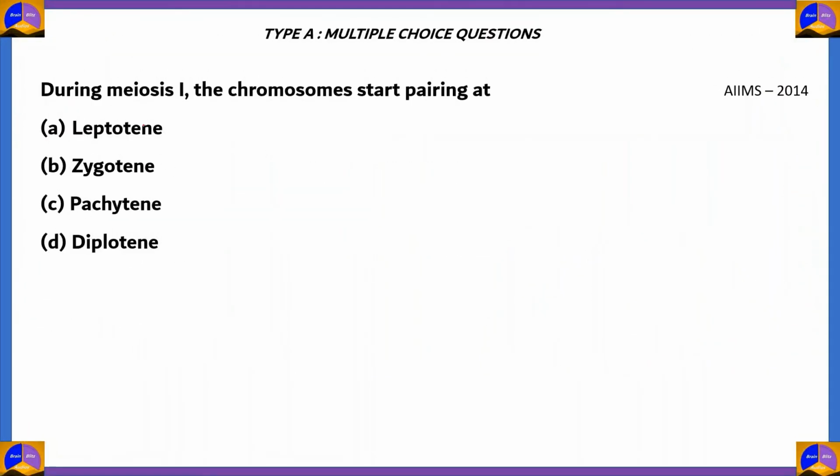Next question. During meiosis 1, the chromosomes start pairing at A, leptotene, B, zygotene, C, pachytene, D, diplotene. Pairing of chromosomes occur in bivalents or tetrads. So when we look at our options, in option A, leptotene, it contains the condensation of chromatin material into chromosomes. So option A is incorrect.